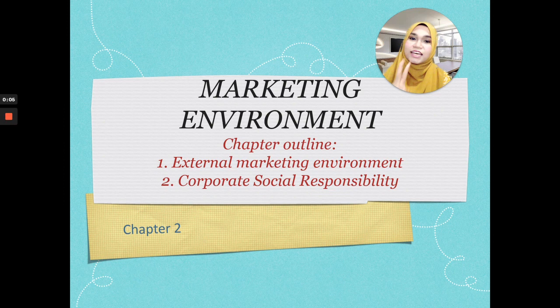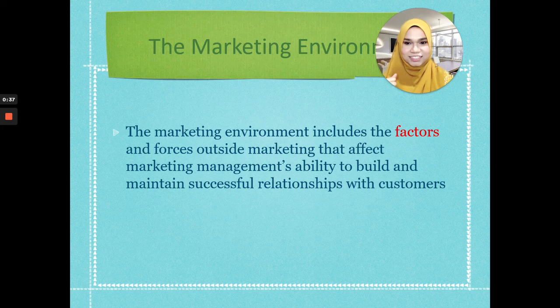So this is the second chapter of your MKT243 on the marketing environment. In this chapter, we're going to learn basically two things: first, the external marketing environment, and secondly, corporate social responsibility. I hope you have understood whatever explanation I gave in the first chapter. In this second chapter, we're going to learn everything related to the 4 P's that we learned in chapter 1. So let's get started.